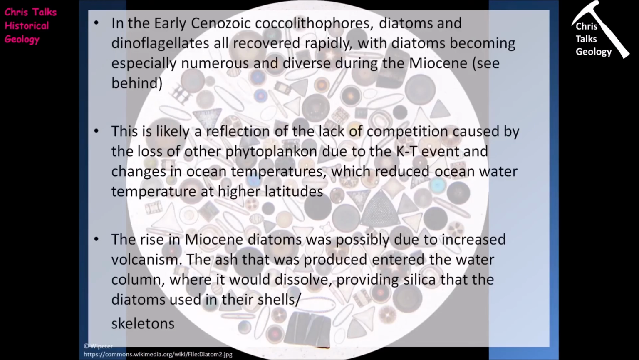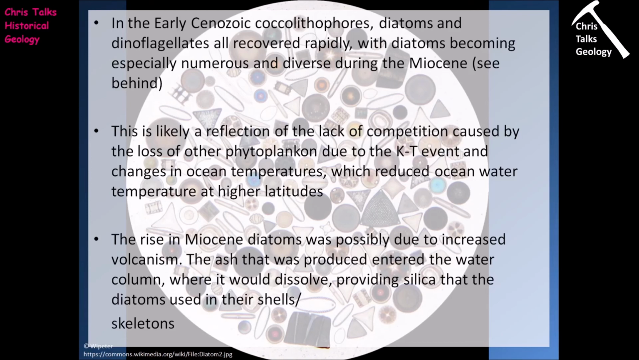In the early Cenozoic, we see the coccolithophores, the diatoms and the dinoflagellates all recover rapidly, and this is going to be quite important because these single-celled photosynthesizing organisms that live in the water column are very, very important because they are the basis of the marine food chain. Now, the diatoms in particular become especially numerous and diverse during the Miocene.